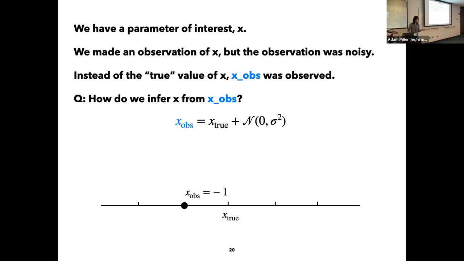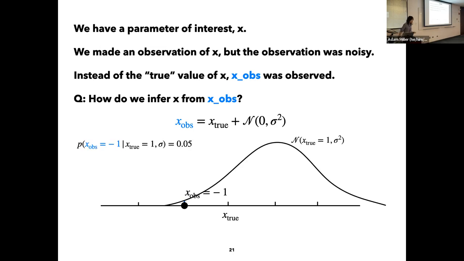I'm going to show some visualization that will help you understand that. Let's evaluate our X true at one. So we have a normal distribution centered at X equal to one, and I just set the sigma squared variance to one. What we are calculating here is the likelihood of the X observed given some X true of one and sigma, which is the probability of observing the X observed on this probability distribution.